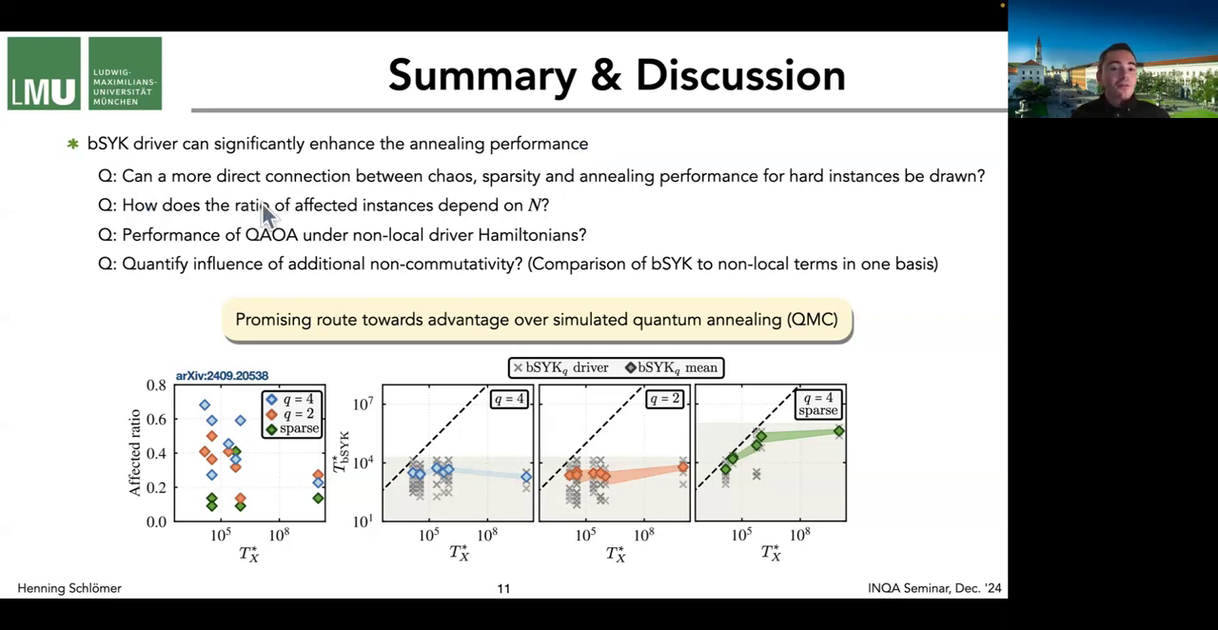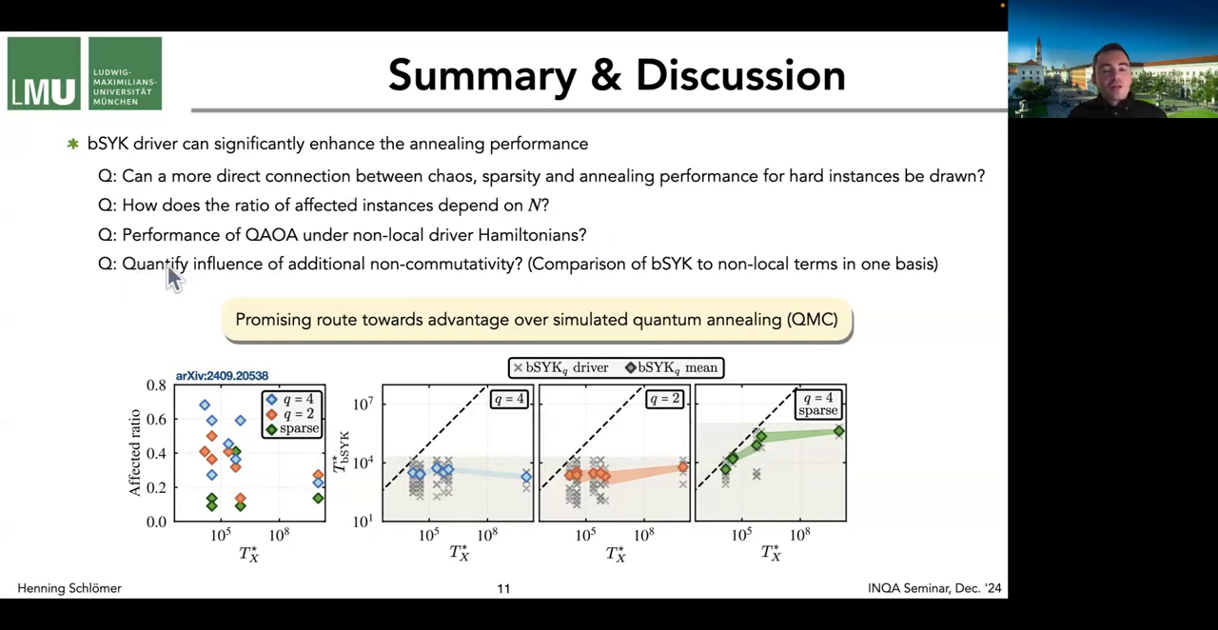And also, how does this ratio of affected instances depend on n? When I make my systems larger, do I still get a significant proportion of these BSYK Hamiltonians, which give me an enhanced performance, or does this rapidly decline as a function of n? And of course, you can also think about different quantum algorithms, say the QAOA algorithm, and then consider non-local driver Hamiltonians here. We might also get some performance boost in these situations.